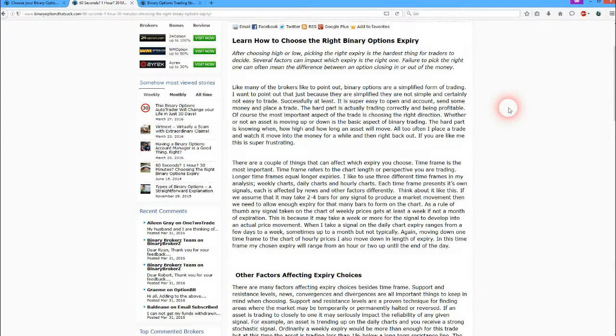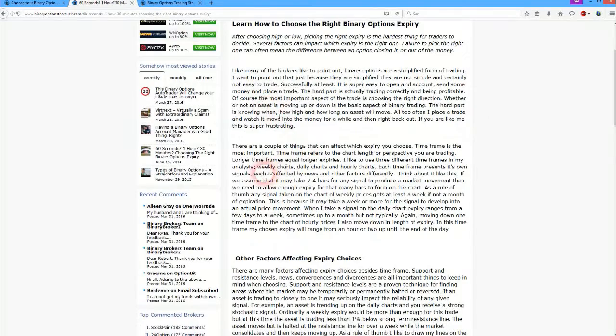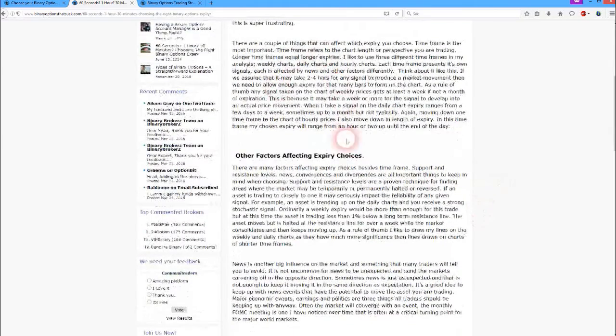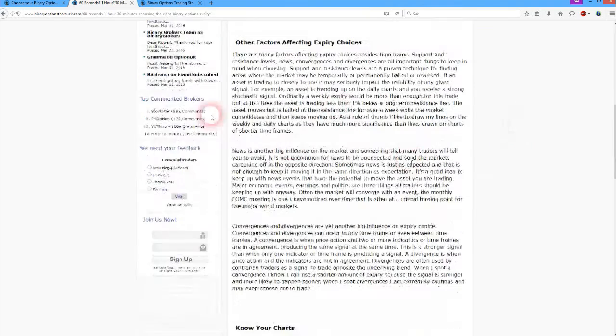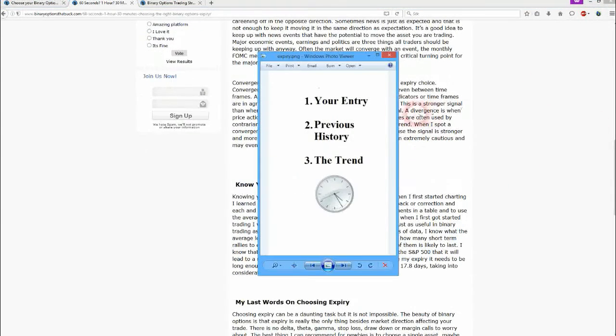You have to give it a time. Is it going to be a 10-minute trade, a 15-minute trade? Which expiry is going to be enough for your trade to finish in the money? And you can read this article and understand what affects your expiry choice and how to understand the charts and time frames. And let me bring up this picture about what affects the expiry.